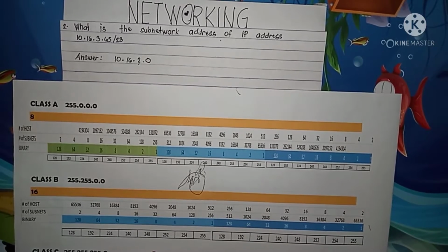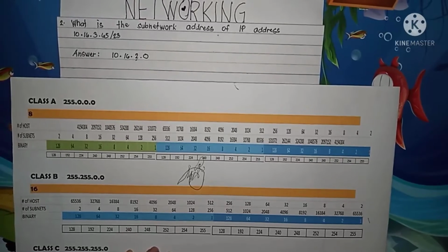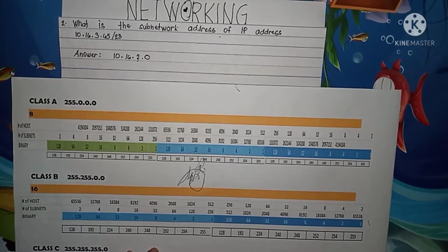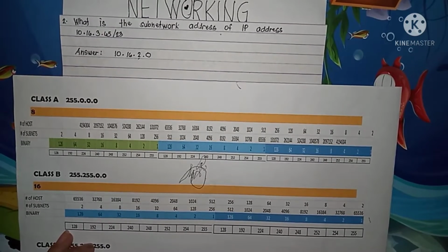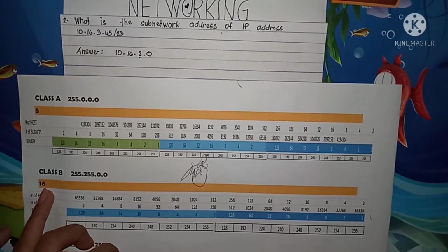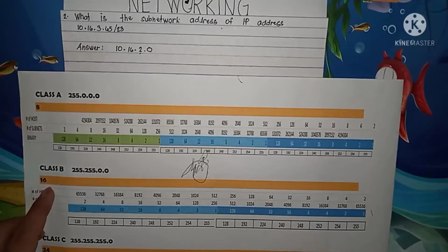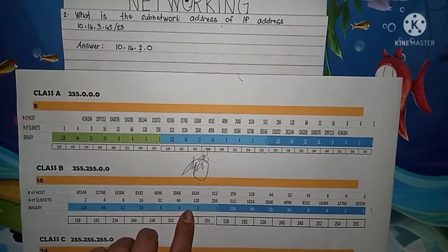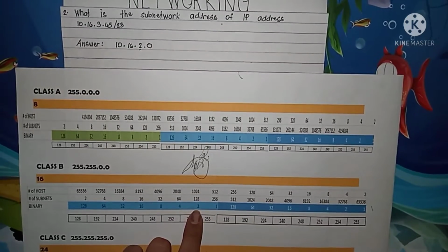What is the subnetwork address of IP address 10.16.3.65/23? So the answer is 10.16.2.0. So we're going to locate 23 in the table. So 23 belongs to class B, which is 16. Let's start counting. 16, 17, 18, 19, 20, 21, 22, 23. So the interval is 2.